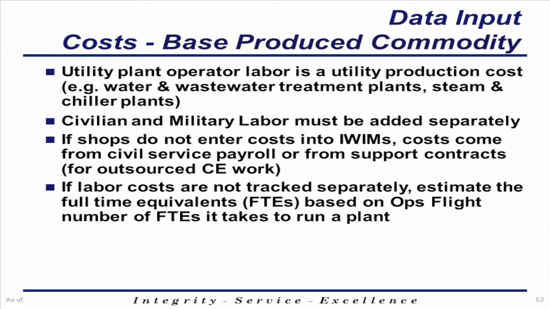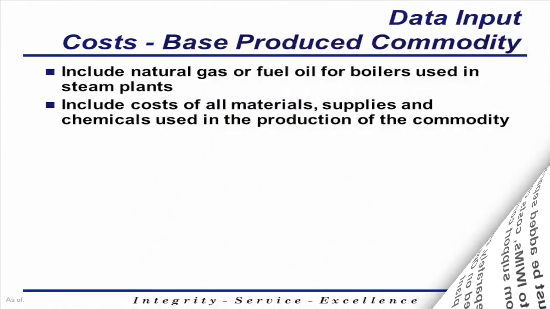So for bullet 3, we say if shops do not enter costs into IWIMS, costs come from civil service payroll or from support contracts. So the utility engineer needs to go to the financial management section to get that information. And if the costs are not tracked separately, then you have to estimate the full-time equivalents based on the operations flight numbers. So you can go and discuss that with the operations flight.